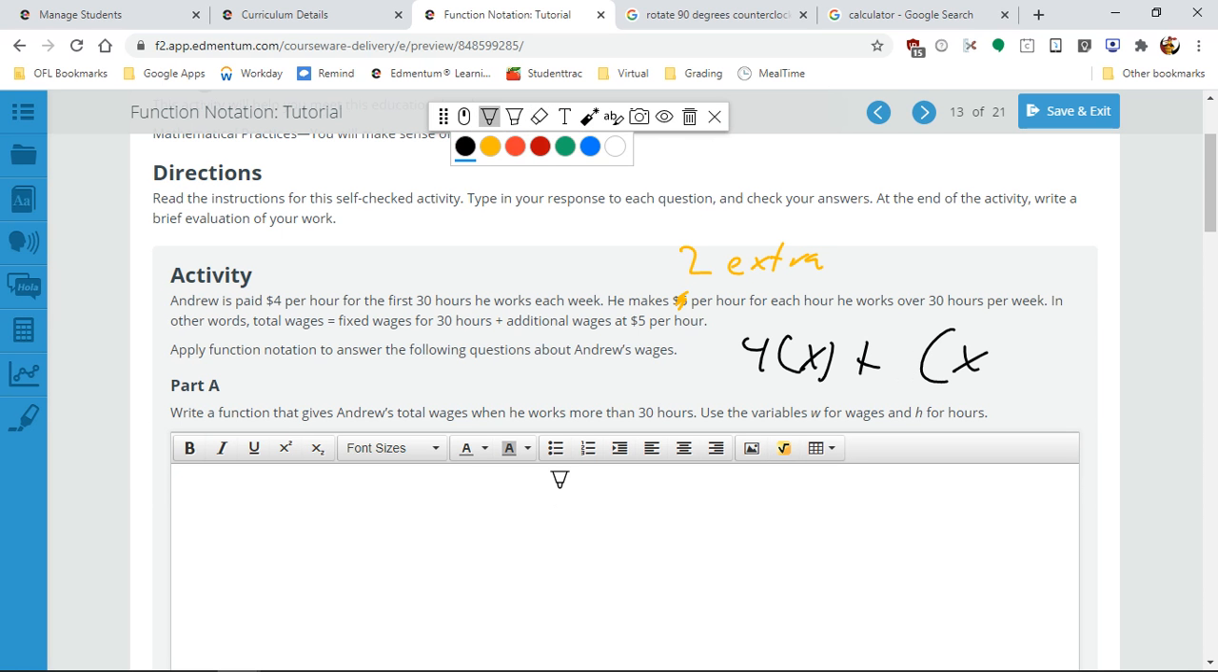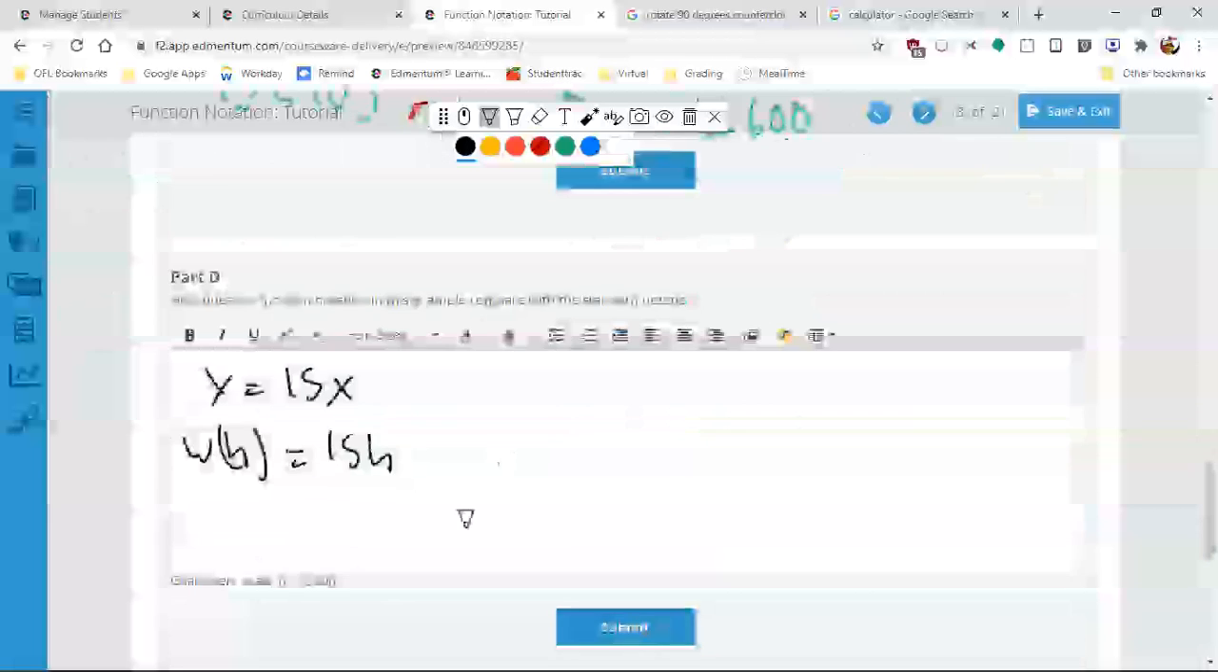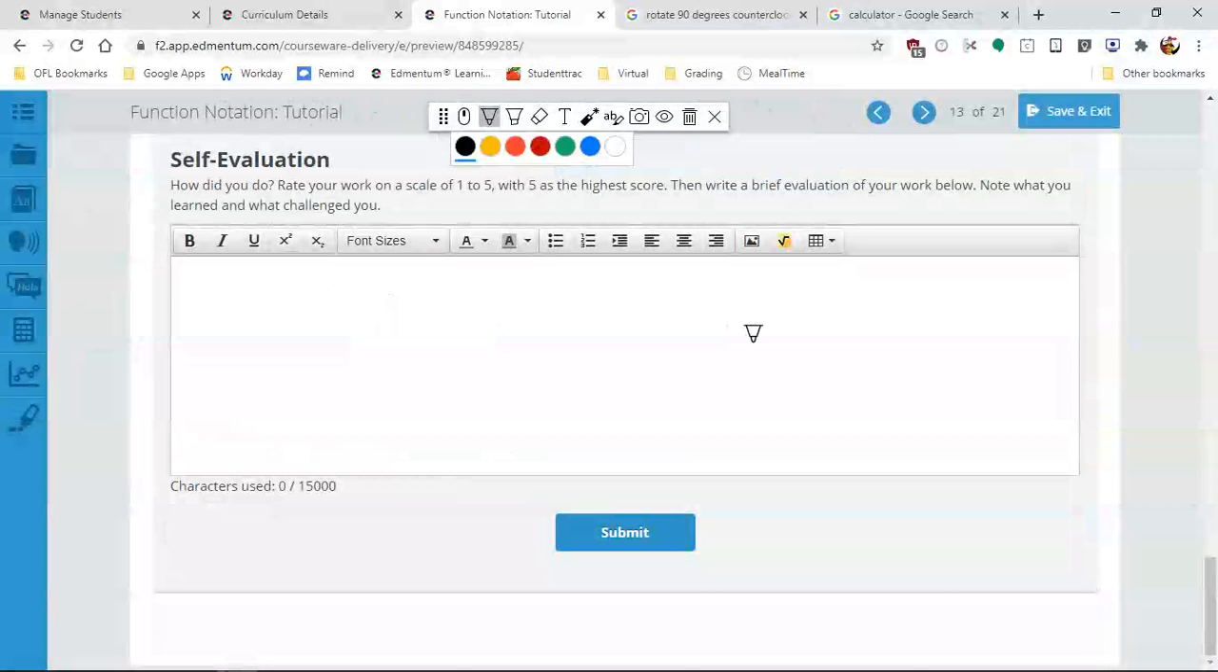$2 extra. He gets $2 extra. So then we're going to add that 5 minus 30. I think that's how Admentum should have done it. Even if they would have done, he gets $1 extra. Another way to write this function is like this, but I don't know. They decided to make this difficult. So that's one thing I would write in the self evaluation. How did you do? I got confused.